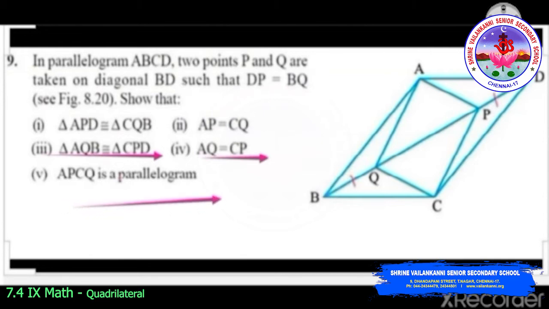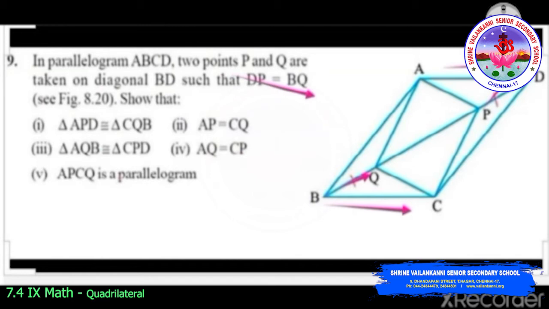So we need to prove the following. Given the parallelogram ABCD and a diagonal BD, and P and Q are the points on the diagonal BD, I need to prove that triangle APD is congruent to triangle CQB. Consider triangle APD and BQC. AD is parallel to BC and BD is a transversal, so the alternate interior angles are equal. And we know that AD is equal to BC, opposite sides of a parallelogram are equal in length. And the third one, DP is equal to BQ. It's already given in the statement.